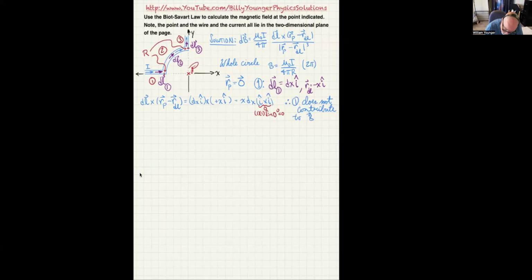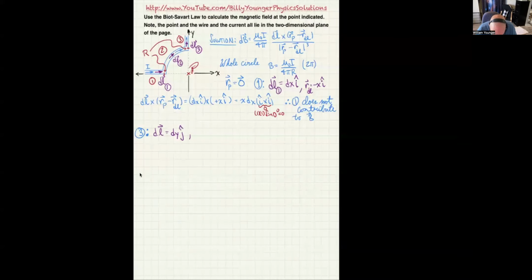Now we can do part 3. Again, I'm going out of order for a good reason. So for part 3 we have dl. Notice this time dl is pointing in the positive y direction, which would be the j hat or the y hat direction. And again, since dl happens to be along the y-axis, why not call it dy? So dl is equal to dy j hat.